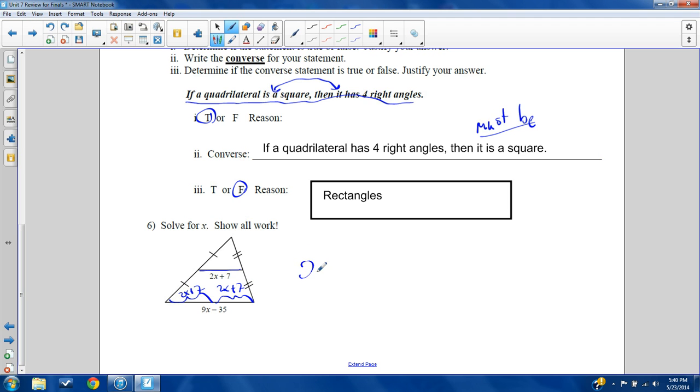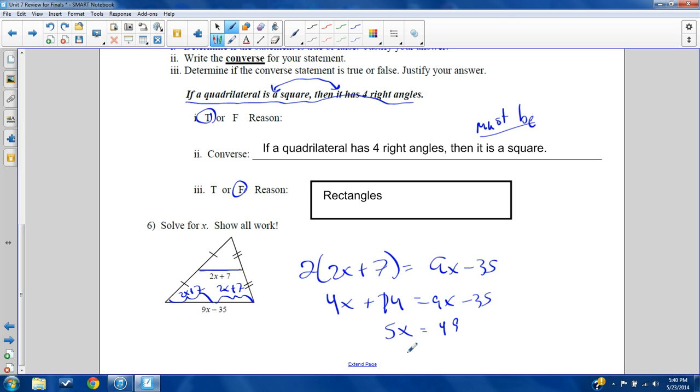If that makes sense. So 2 times 2x plus 7 equals 9x minus 35. So, you know, the rest is algebra. 4x plus 14 equals 9x minus 35. 5x equals 49, and x equals 9.8. You know, it's algebra. I'm not asking you to copy me down along with that. I could have done it the other way.